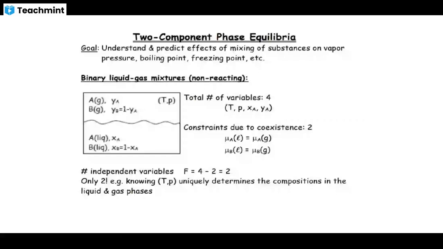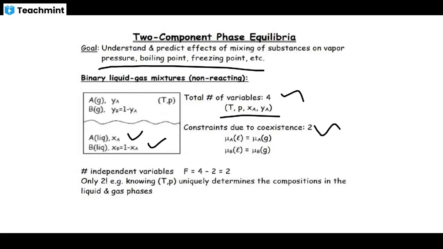Okay, the two component phase equilibrium: understand and predict the effects of mixing of substances on vapor pressure, boiling point and freezing point. So if you mix some substances, like a binary liquid gas mixture, if you take a liquid, the mole fraction of A is xA and the mole fraction of B, xB, is nothing but 1 minus xA. So the total number of variables is 4: temperature, pressure, xA and yA. A is the gas, B is the solvent. So in this liquid gas mixture, the total number of variables is 4.